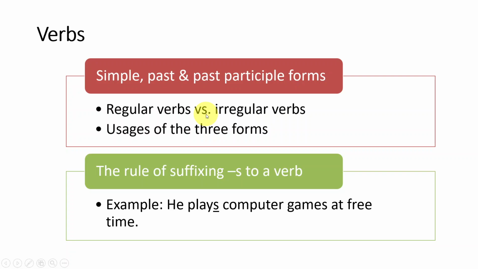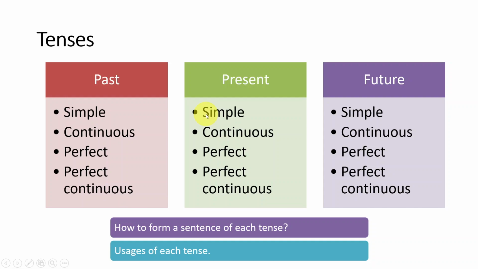So let's look at the most important concept in English grammar, the tenses. There are three categories of tenses in English, and each category can be subdivided into four subtenses, and it's very systematic: the simple, continuous, perfect, and perfect continuous. We must know how to form a sentence in a particular tense, or we must be able to transform a particular sentence into all 12 tenses.